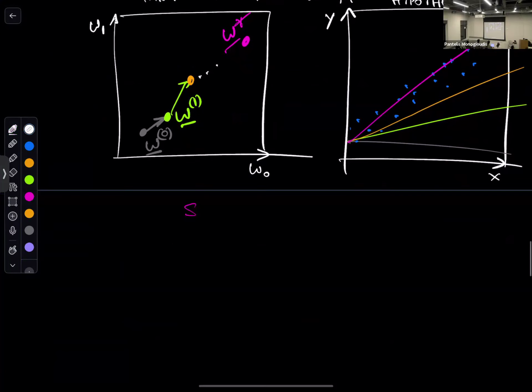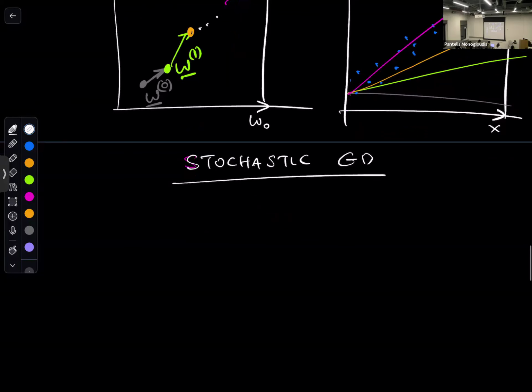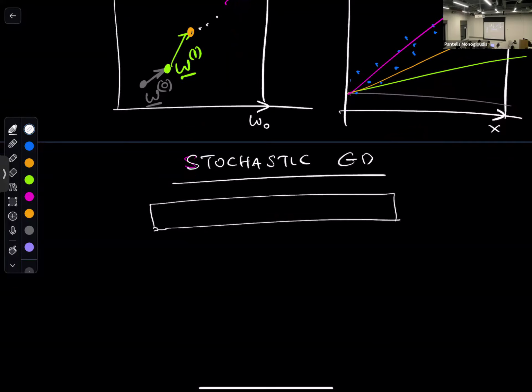So the new algorithm we're going to be dealing with is called stochastic gradient descent. Instead of us calculating the gradient over m examples, if you remember the equation, there was a summation over m, and calculating, if you like, the gradient of the loss with respect to w.